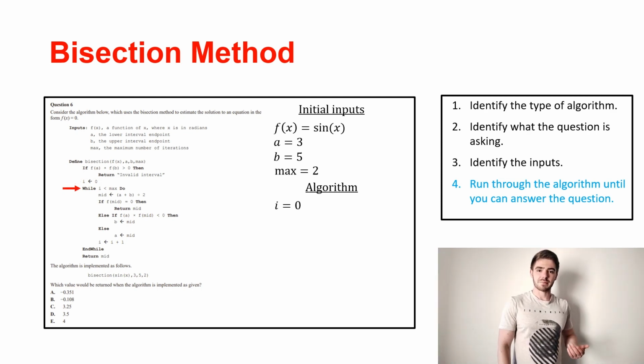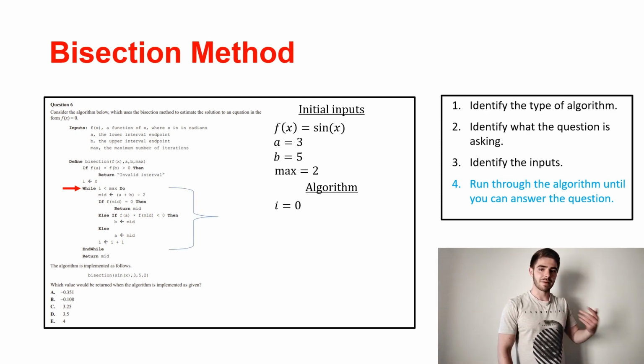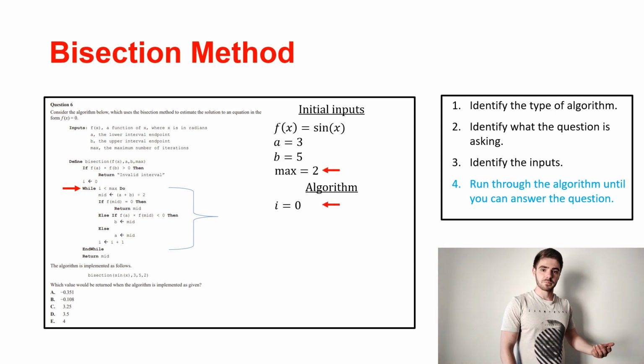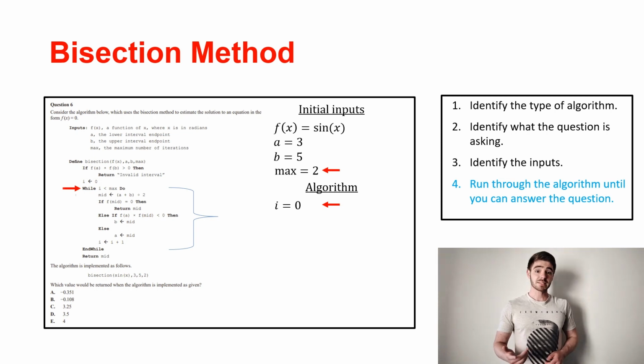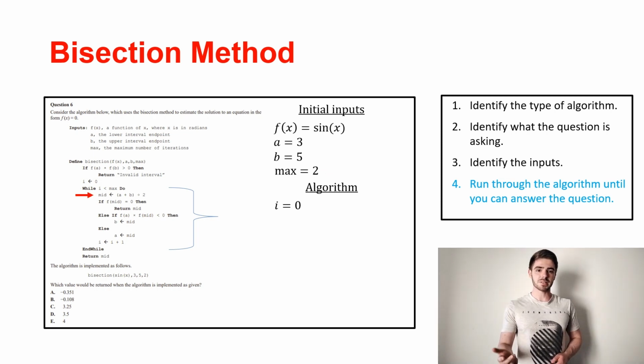Next, we have a while statement. This statement means that we're just going to continue to loop all that indented code as long as i is less than max. From earlier, we know that max is 2 and that i is 0, so we'll enter the loop. The next line tells us that mid gets a plus b divided by 2. So let's keep track of that as well.